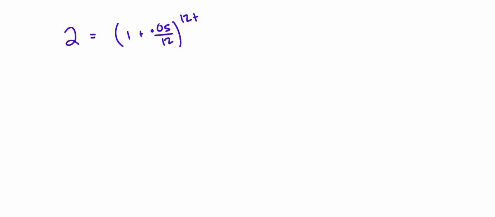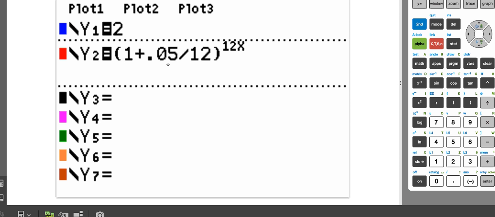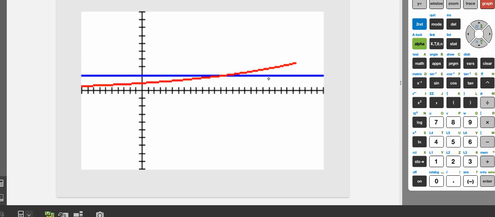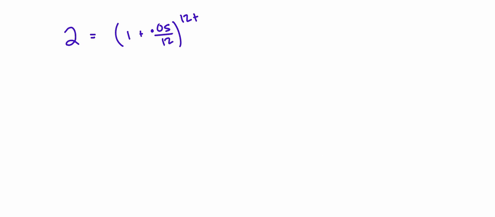Let me actually do that right now. We would type in both sides of that equality, and we would hit graph. And this graph would represent the amount of time that it takes to double. And currently, or at that moment, that was all we could do to solve this problem.